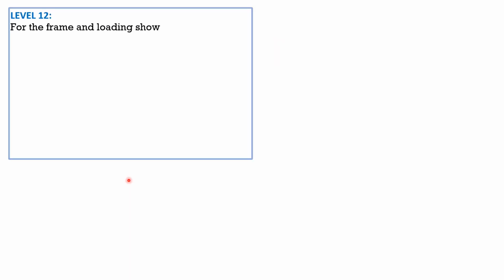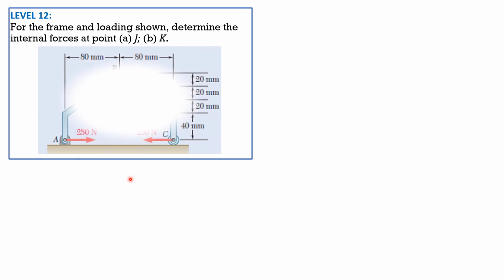For the frame and loading shown, determine the internal forces at point J, then point K. So here's the given figure. Take note that if we sum up moments about A, assuming there is vertical reaction here, since the moment of the 250 Newton force about A is 0, reaction times 160 mm plus nothing equals 0, therefore the vertical reaction at C is 0. So we now cut this part and show the internal forces at J.